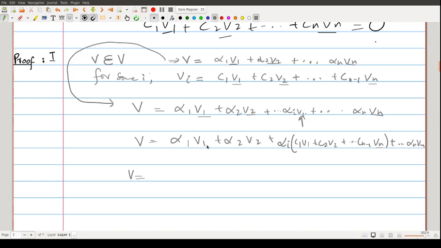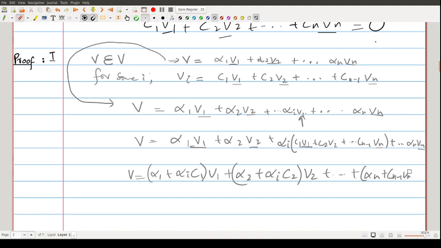And what you have is, now I can take the coefficients common, so v1 I can take common from this one, so I have alpha 1 plus alpha i c1 v1, so I've taken this c1 and this c1 common, and then alpha 2 plus alpha i c2 v2, and so on, and you will get rid of this term because all of these coefficients will be gathered in the corresponding v1, v2 up until vn. So at the end you have alpha n plus cn times alpha i vn.